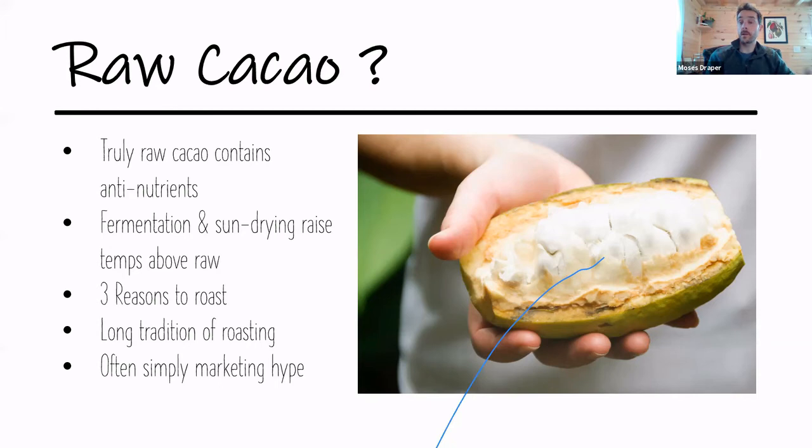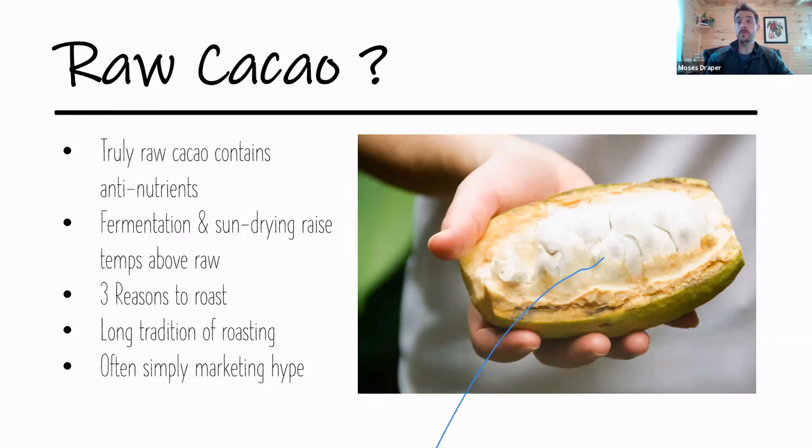Fermentation and sun drying on their own will raise temperatures above raw. So again, people often say they're selling raw cacao or they're looking for raw cacao, and there's less clarity about what that actually means, particularly because those processes will already raise the temperature above general raw guidelines.